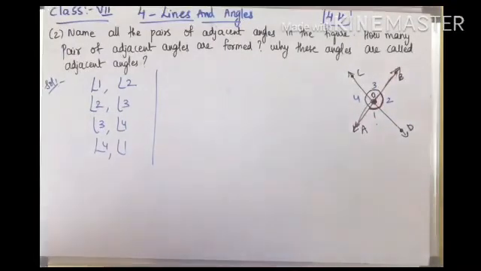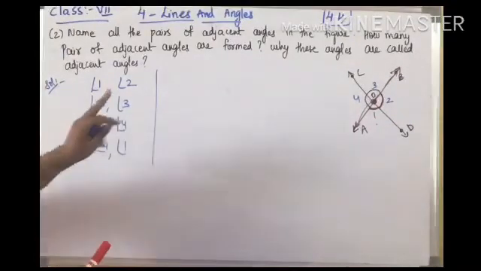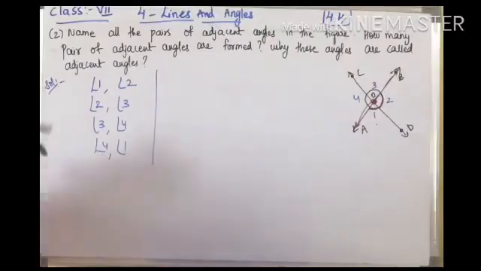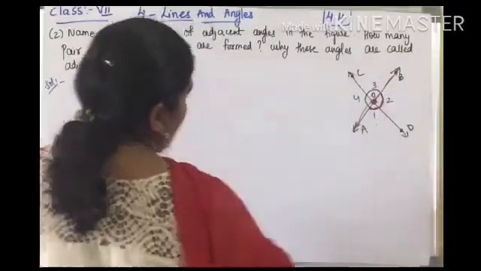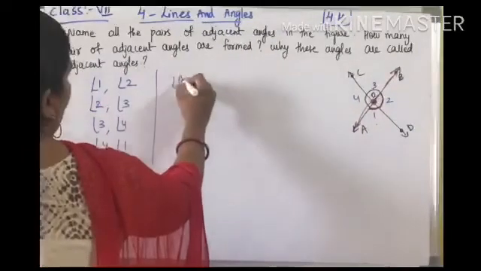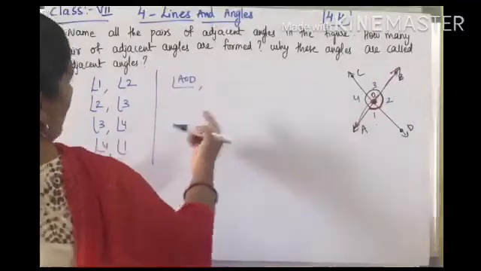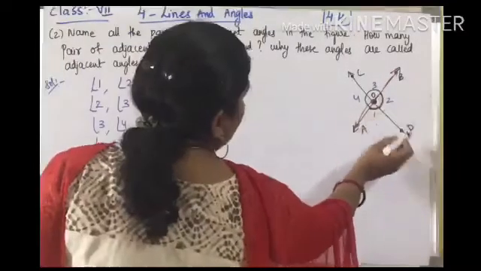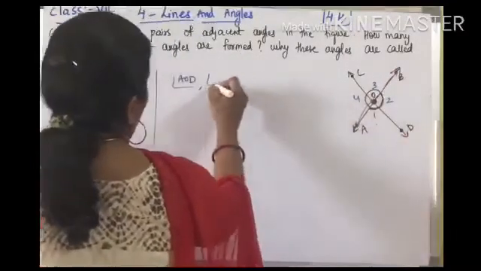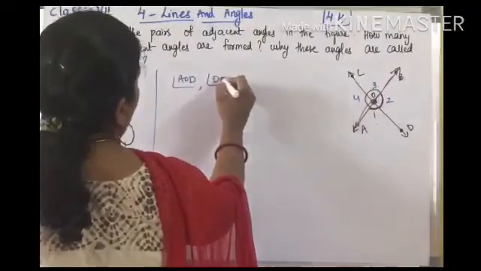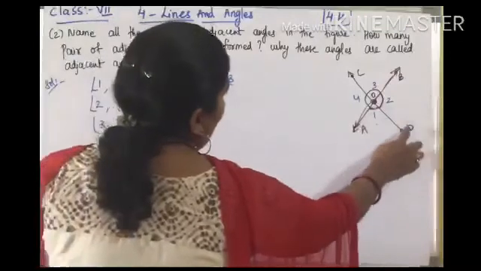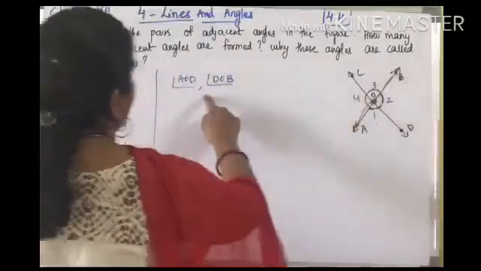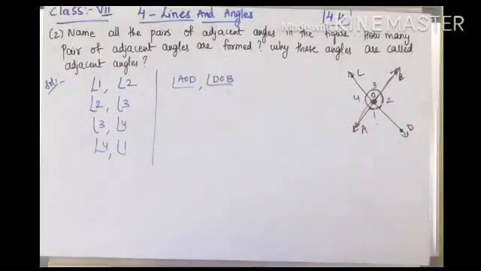Okay. Now I will write these 1, 2, 3, 4 as the names of angles. So what is 1 here? If you see the figure, what is 1, children? AOD. Right. So here I write AOD, comma, what is 2 here? DOB. Always the vertex should be in the middle, DOB. So the first pair is AOD and DOB, which form a pair of adjacent angles.